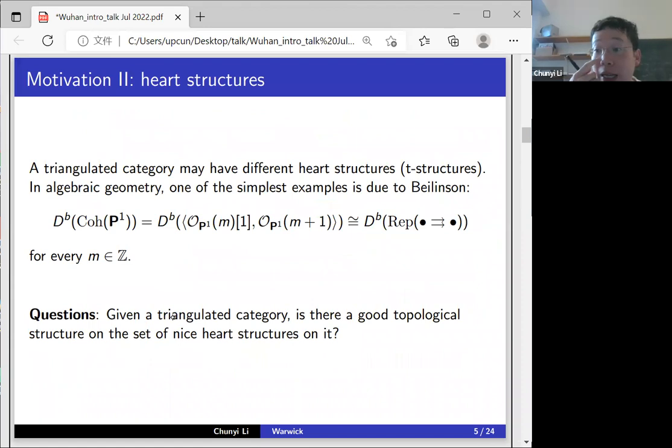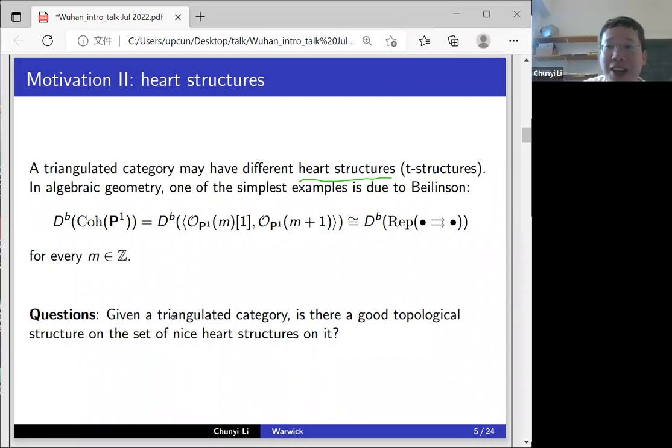And the second motivation is about the so-called heart structure. By heart structure, maybe the more standard name for it is t-structure. My personal habit, and the habit of our field, is that we tend to call it heart structure. If you know this, you know this, and if you don't know it, it doesn't matter.